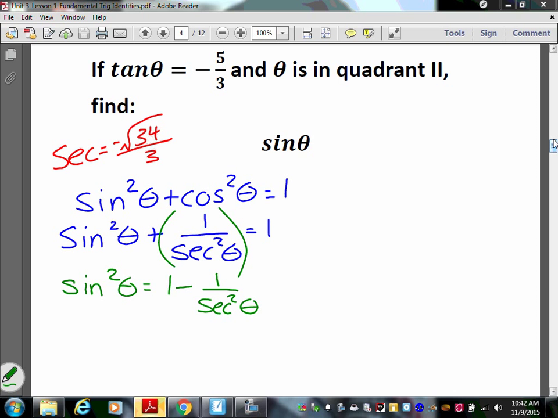Is there any particular reason you used that? Because I knew I could have sine and secant related. I think there's another way to do it. The other way is easier? It's all relative. So now I can plug in secant.